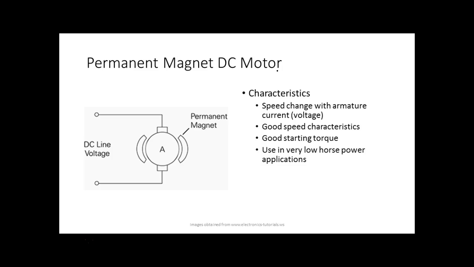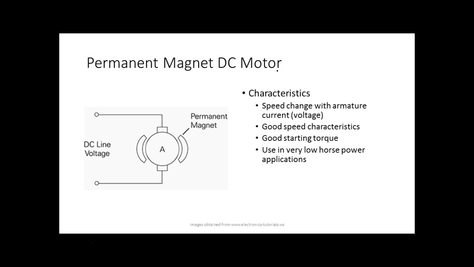If it runs faster, the counter EMF would eventually knock it off, and that's where it'll stop at. So the main way we control the speed of a DC motor is by controlling the amount of current we put through the armature, which would be proportional to the voltage. So the more voltage you put across the armature, the current will try to go up. If the current goes up, the speed of the motor will go up. How fast will it go? Until the counter EMF balances with the EMF applied to the armature, right? You understand?